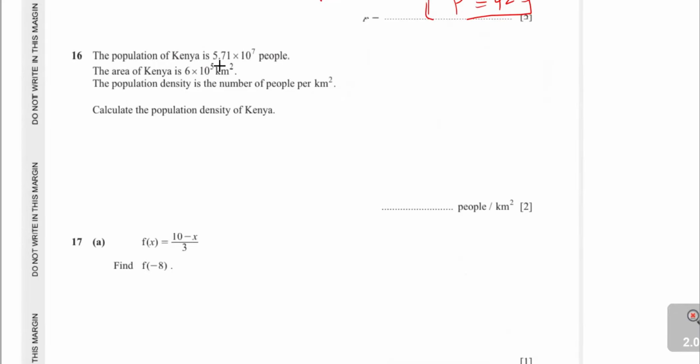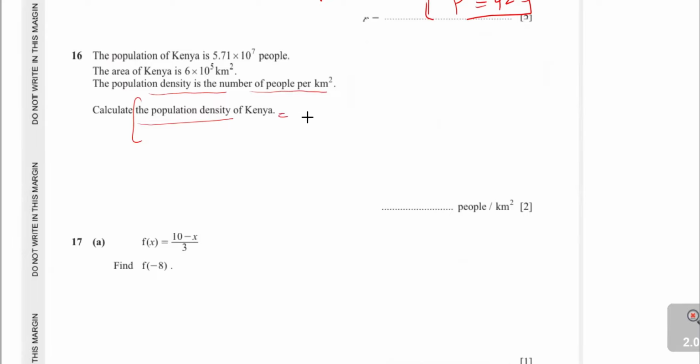Question number 16. The population of Kenya is 5.71 into 10 power 7. Area here is 6 into 10 power 5 kilometer square. Population density is the number of people per kilometer square. Calculate the population density of Kenya.